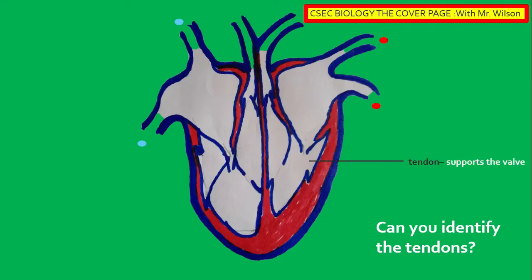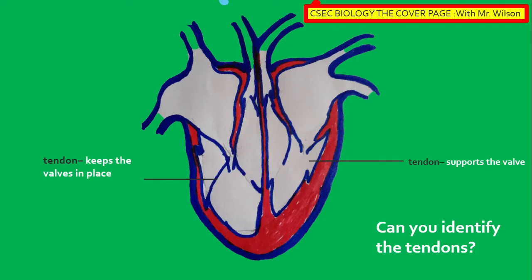Now, can you identify the tendons? This is another of the new work we have done. Now, the tendons, what they do, they support the valve. They prevent the valves from turning inside out. What does that mean? Have you ever taken off your socks and they've turned inside out? No, we really don't want that to happen.